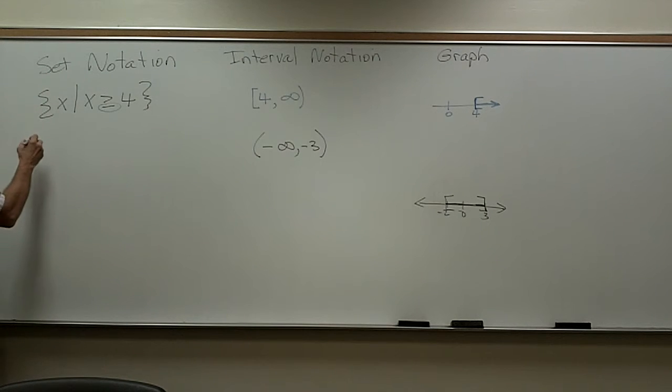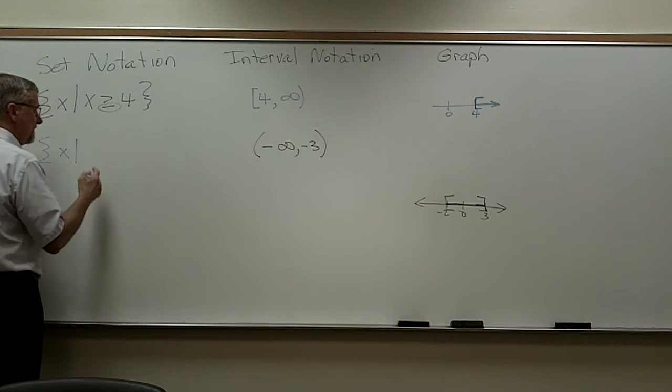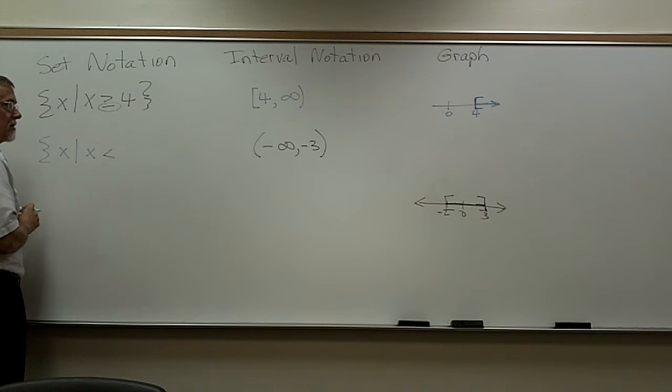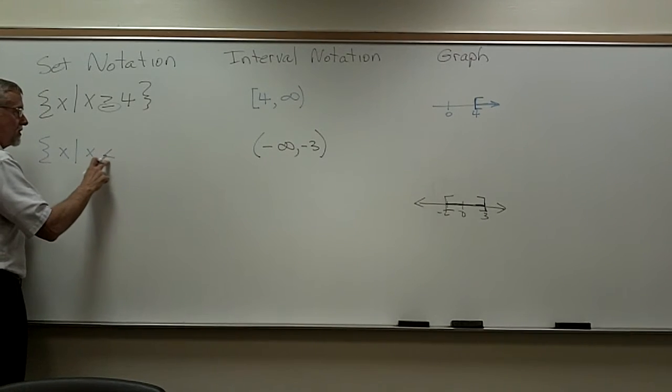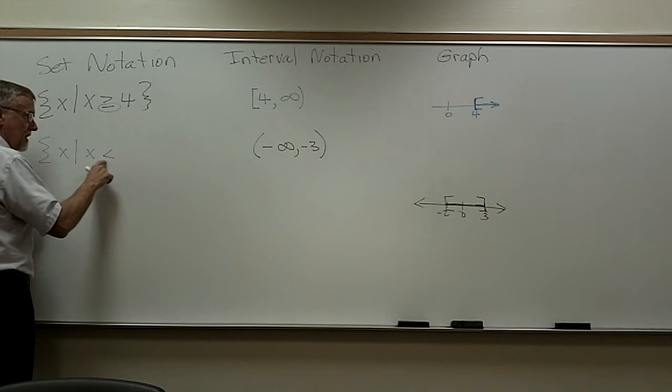So when we translate that to set notation, we start with all x's such that, and if we have a negative infinity, that means all of our x values are going to be less than some number. We don't use an equal to here. And what over there tells me I'm not going to put an equal to here?